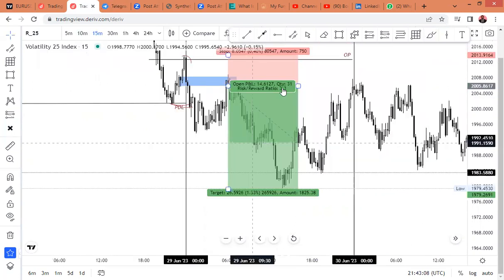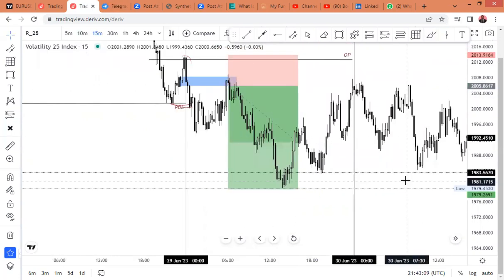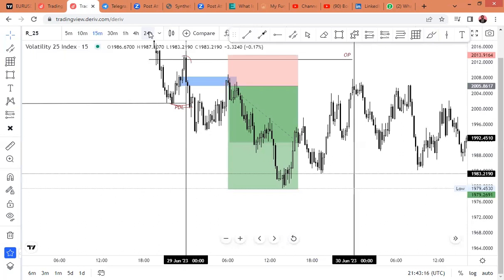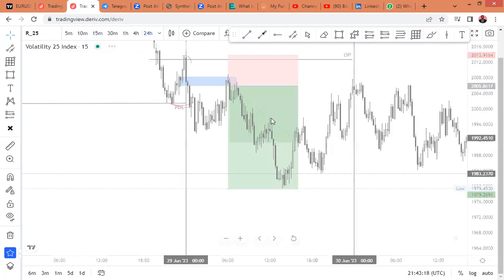So that was the move for that day. The 1 to 3 was secured. I'm going to go back. Let's look for another candle.